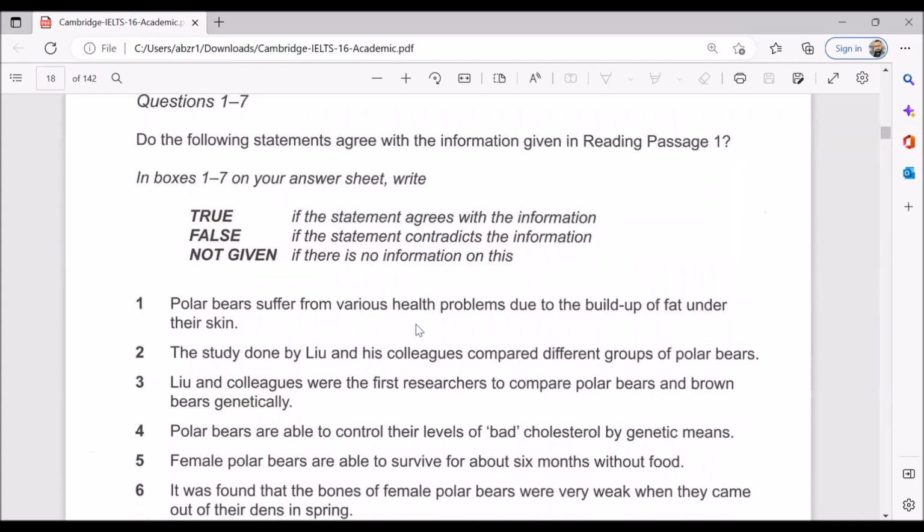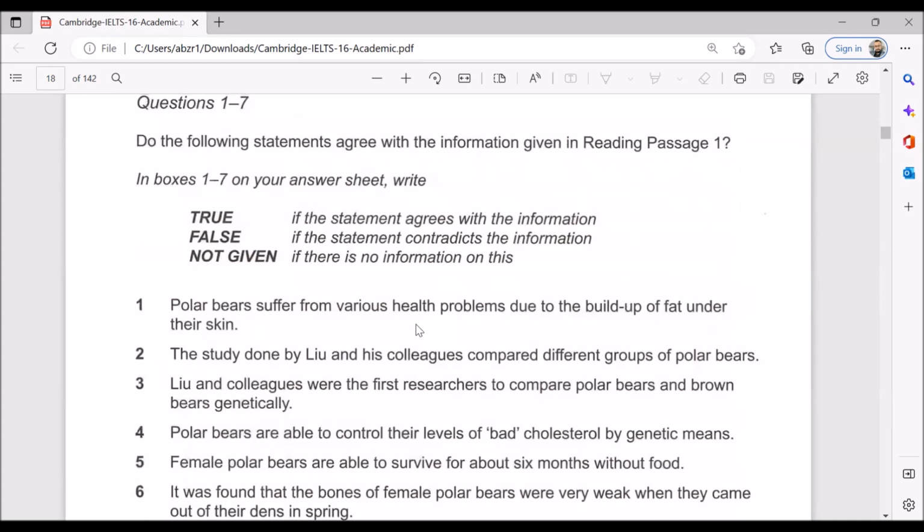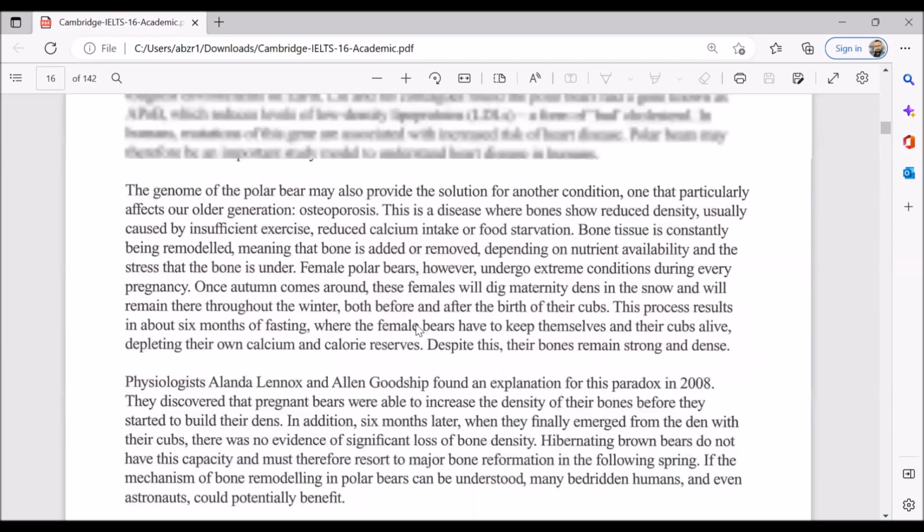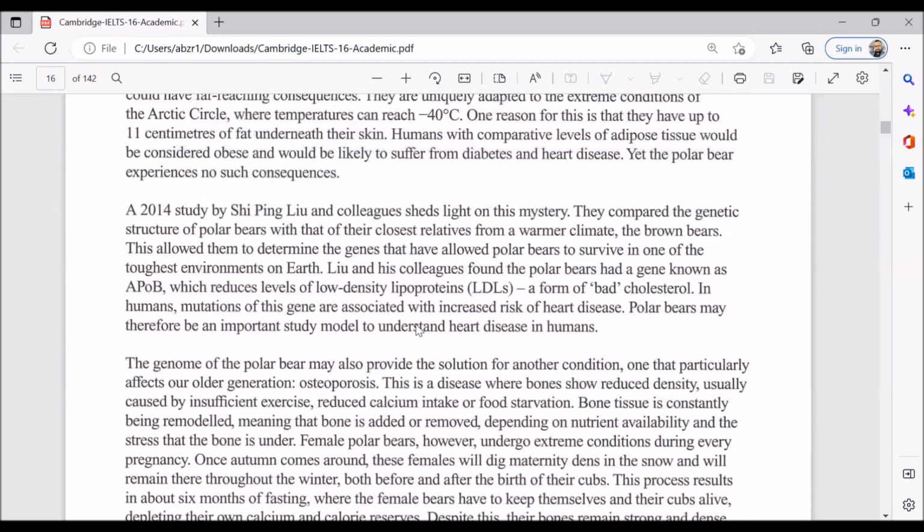The question says the study done by Liu and his colleagues compared different groups of polar bear. They are comparing the genetic structure of polar bears with that of their closest relative from a warmer climate, the brown bear. This allowed them to determine the genes that have allowed polar bear to survive in one of the toughest environments on earth. No, they are not comparing the different groups. They are actually comparing with the closest relative. They're not representing different groups of polar bear, and they are talking about the brown bear.